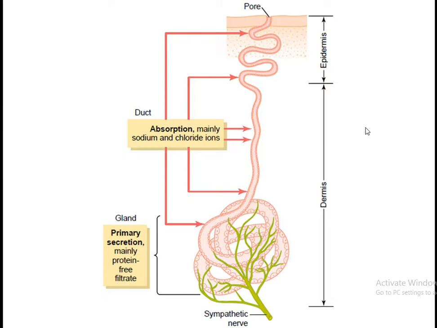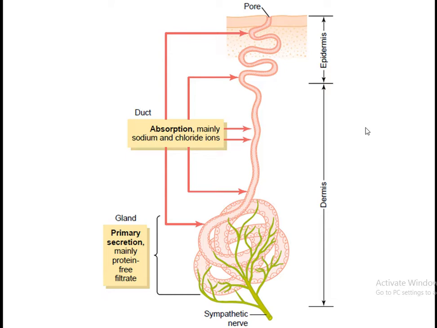The secretory portion of the sweat gland is the primary secretion or precursor secretion. The concentration of constituents in the fluid are then modified as the fluid flows through the duct. As you can see from the picture, below we have the gland which is going to produce the secretion, and through the duct it comes up to be released from the sweat gland.